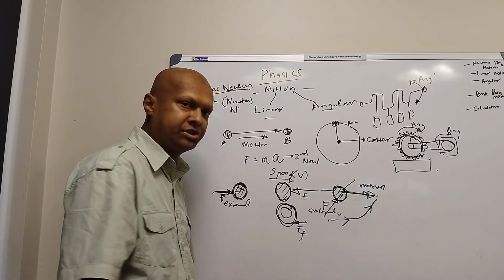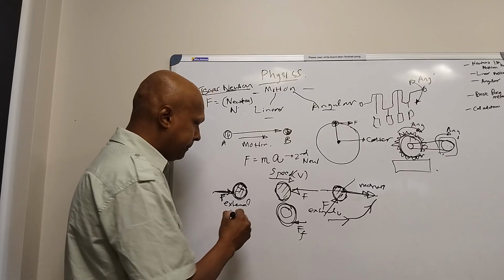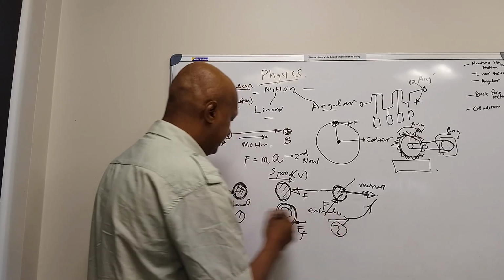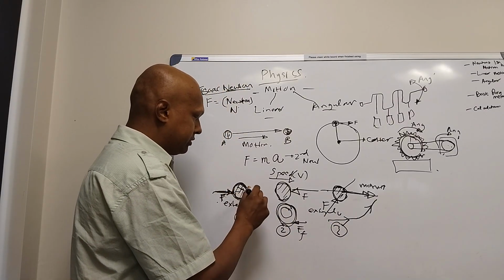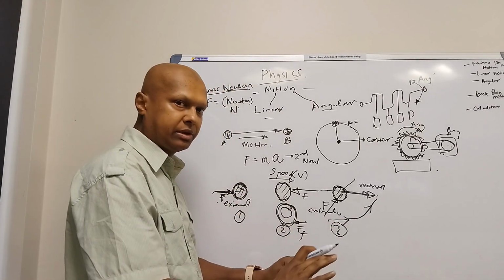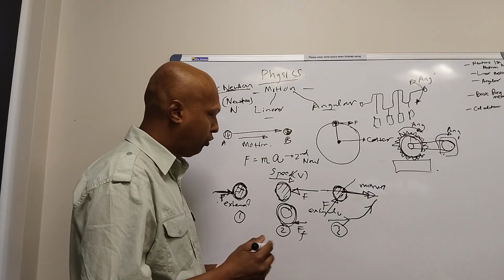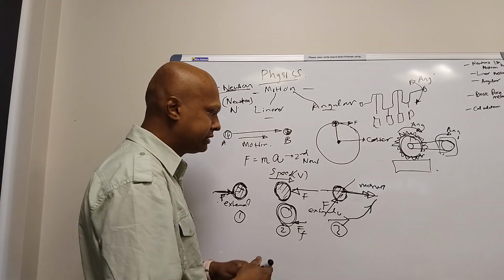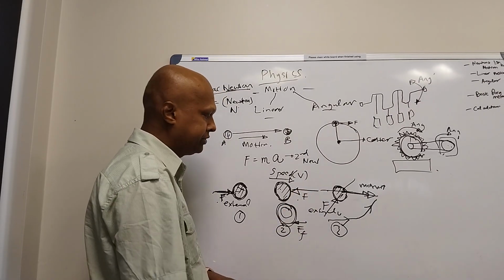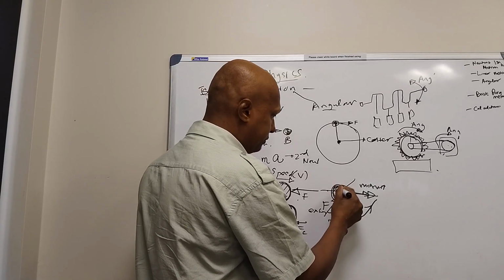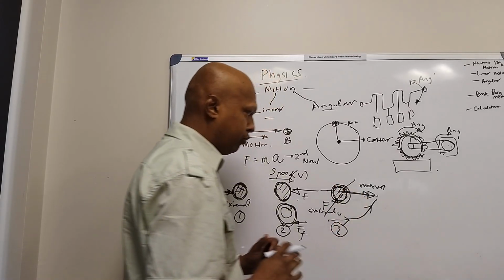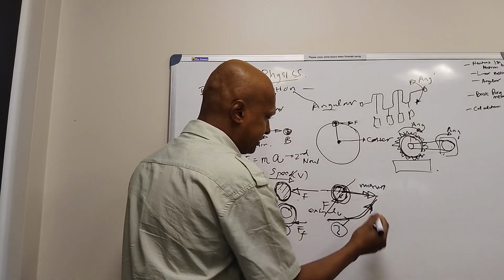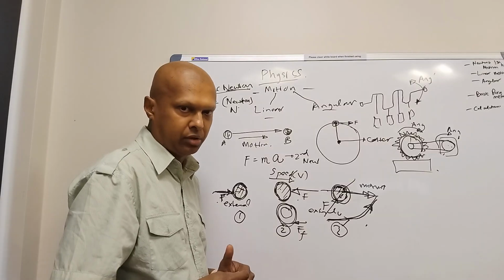So this is the first scenario, second scenario, and third scenario: a still object pushed by an external force, an object that is already moving being stopped by an external force, or an object that is moving but its direction is changed by an external force. So those are the three scenarios.